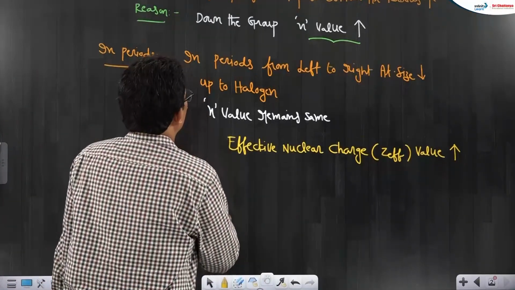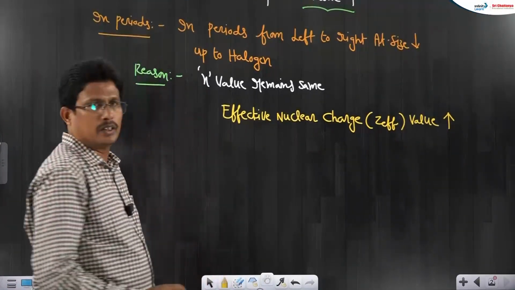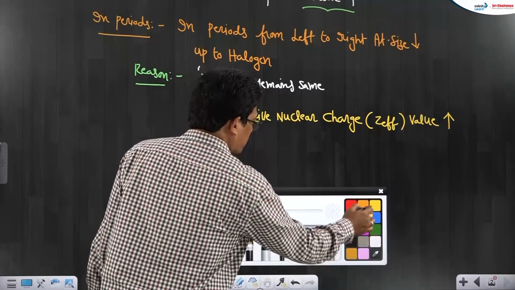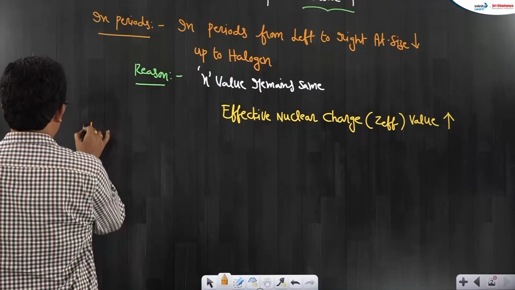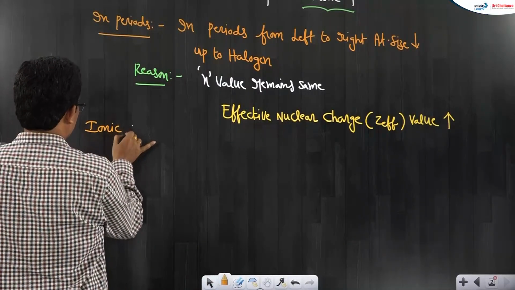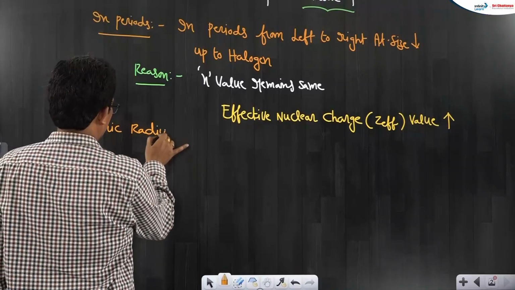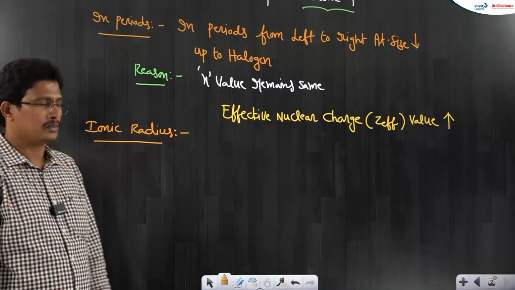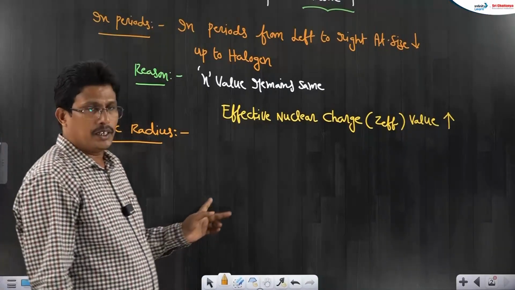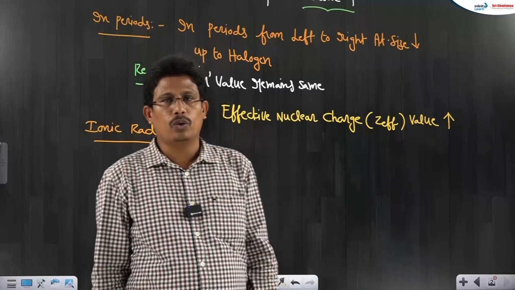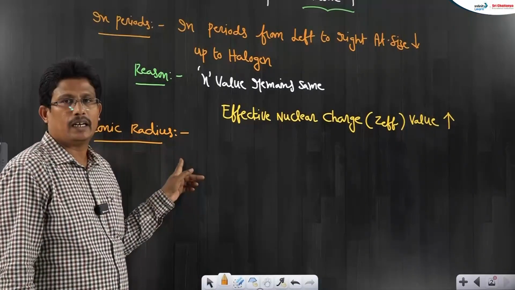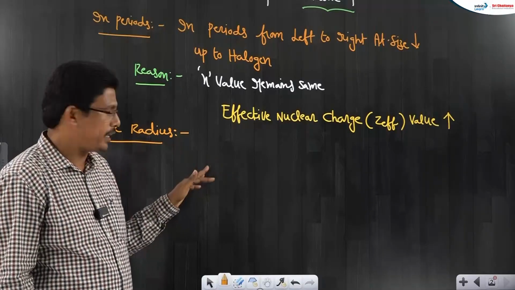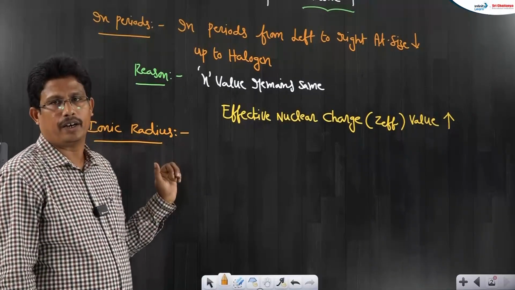Now we are going to discuss ionic radii. It is very important from the objective point of view. Ionic radius: the distance between the center of the nucleus to the outermost electron present in an ion. The ion may be either a cation or an anion. That is called ionic radius.